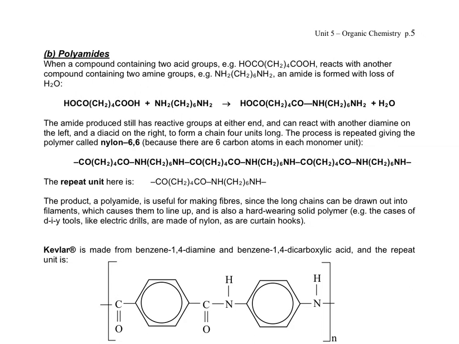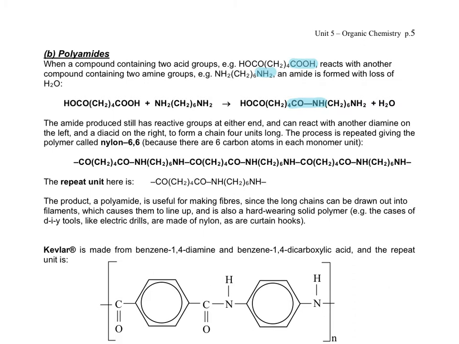Your polyamides form in a similar way, but this time you need to have the acid group and you need to have your amine group. So instead of the acid group and the alcohol group, we've got the acid group and the amine group. And this actually forms something called an amide link. It's very similar to your ester link, but you've got a C double bond O and an NH. So it's similar because you've still got the C double bond O, but you've got an NH instead of the other oxygen in your ester.